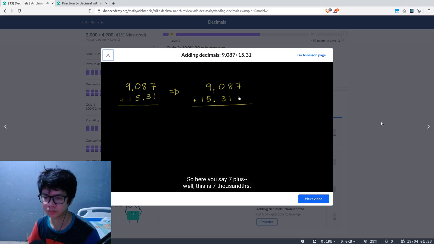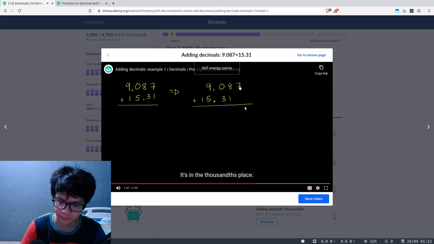So here you say 7 plus, well, this is 7 thousandths. It's in the thousandths place.